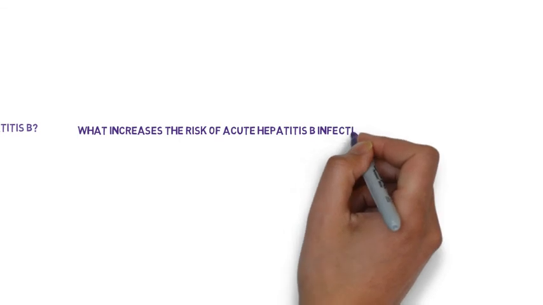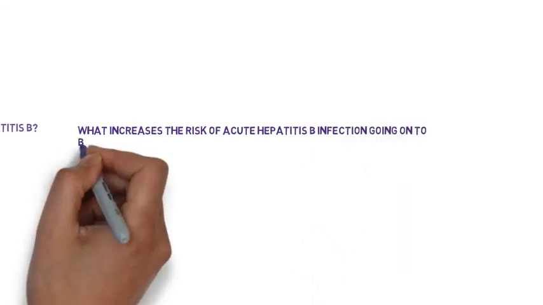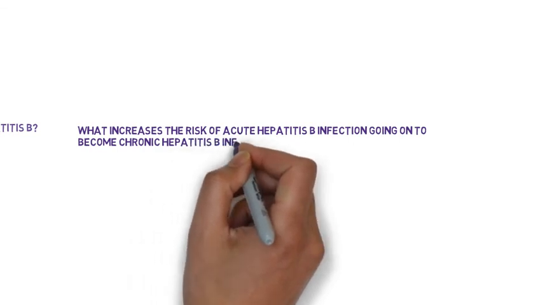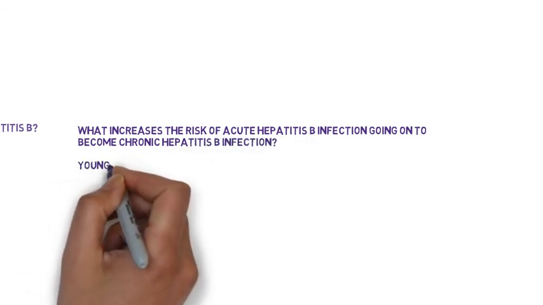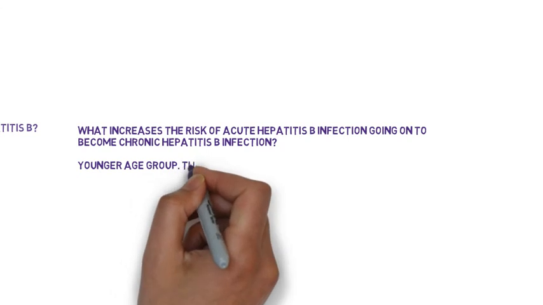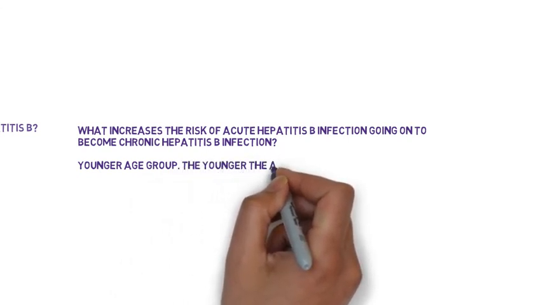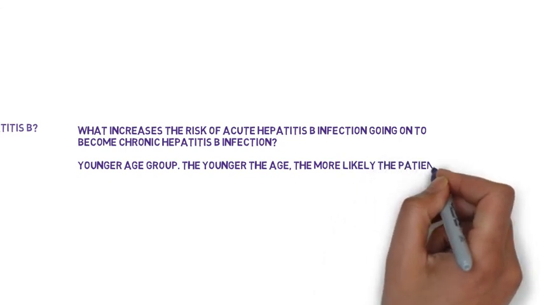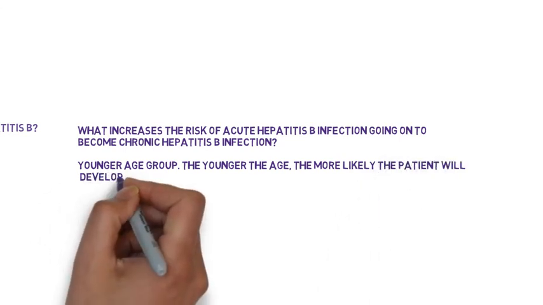And what increases the risk of acute hepatitis infection going on to chronic? Well, a younger age group, as the younger the age, the more likely it is that the patient will develop chronic hepatitis B infection.